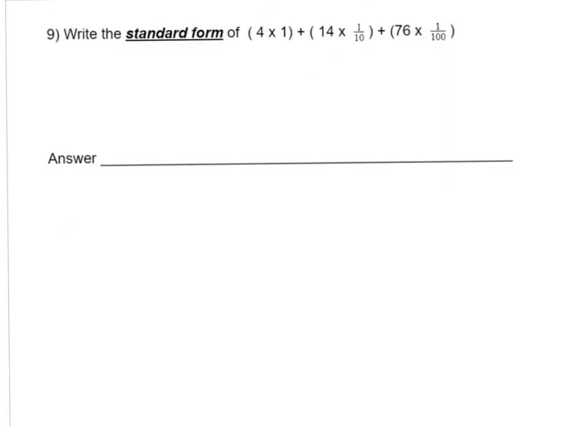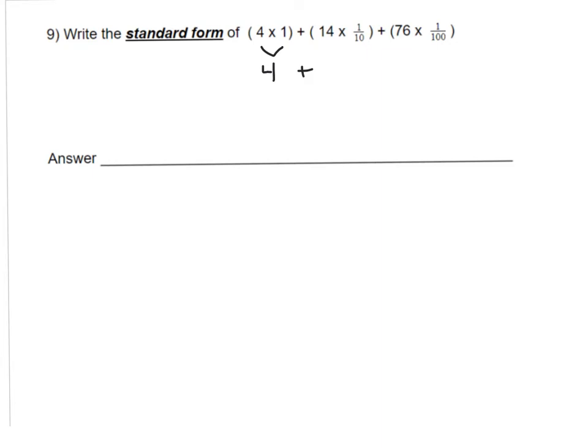Next question, it says 9. Write the standard form of 4 times 1 plus 14 times a tenth plus 76 times a hundredth. All right, so this one was a little tricky, but I know you can do it. So thinking about our place value. So first I'm thinking 4 times 1. Well, I know 4 times 1 equals 4. Plus, think about what 14 times a tenth is. 14 times a tenth is 14 tenths.